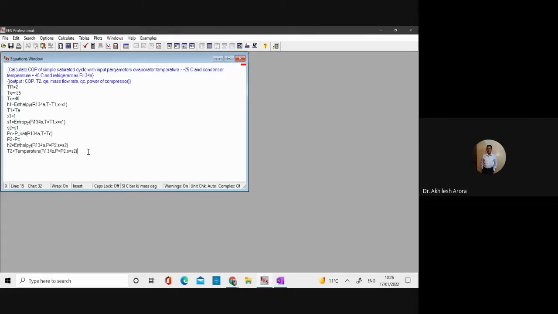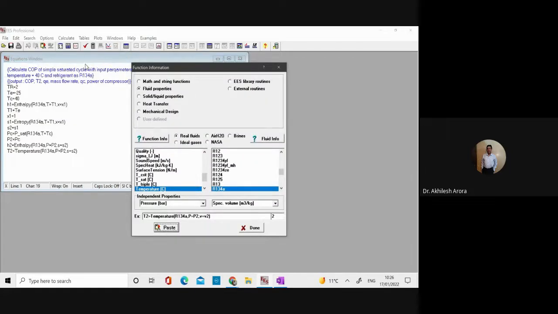So H2 is calculated. Now let us calculate the value of H3. Go to options, function information. Now I need H3, enthalpy is needed. Enthalpy. So which properties do I need for calculating enthalpy at point number 3? Sir, quality, temperature and quality. Temperature and quality. Okay. So the point number is 3. So I am changing it to 3. Okay. So I will paste it here.